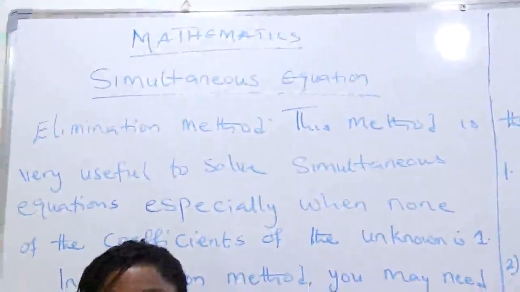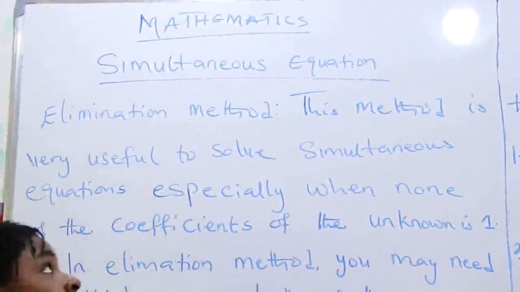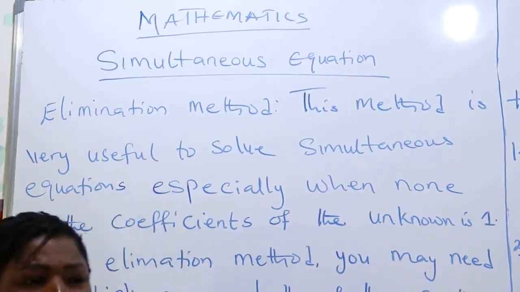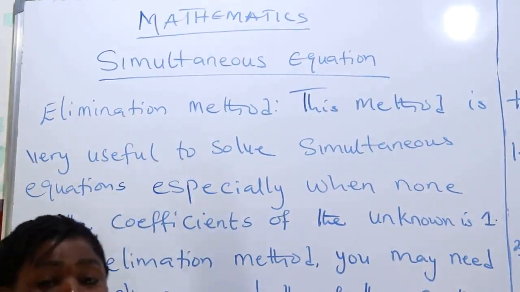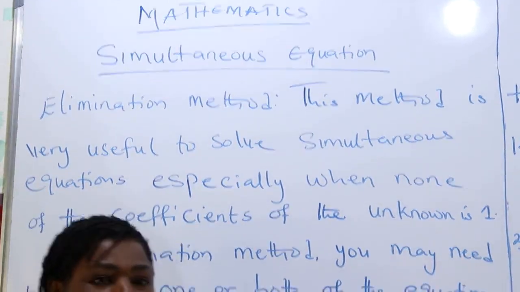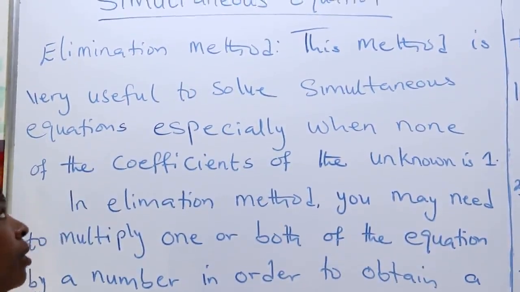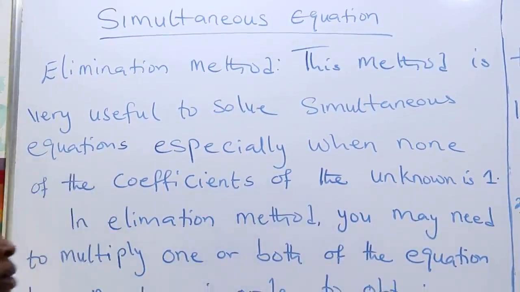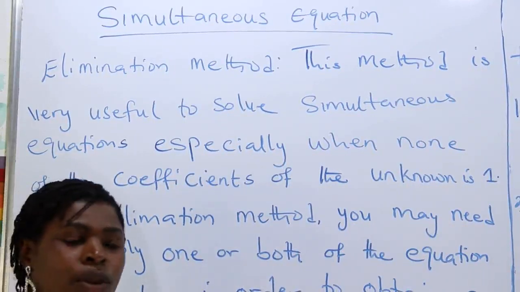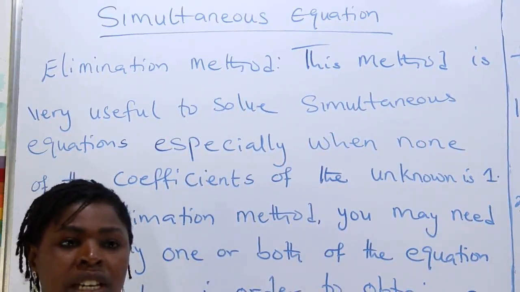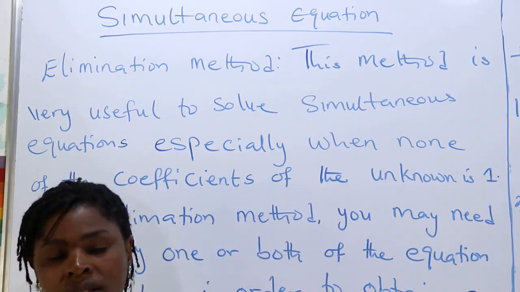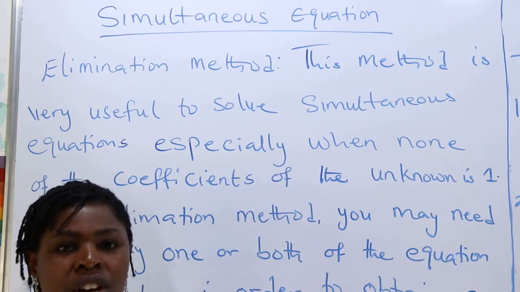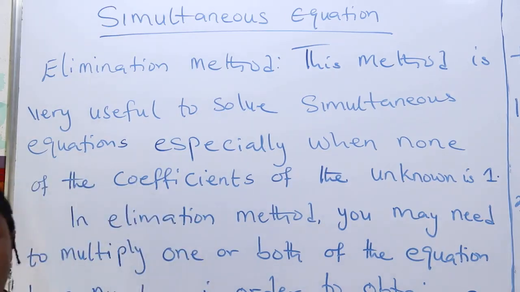In our previous lesson, we started with the topic simultaneous equation. We said that when two linear equations are solved together at once, it is called a simultaneous equation. That is when it has two variables. So in our last lesson, we looked at how to solve simultaneous equation using a substitution method. So today, we want to look at how to solve a simultaneous equation using elimination method.